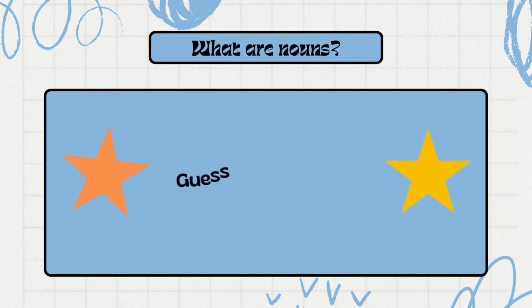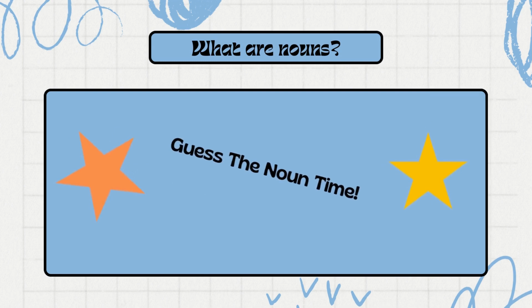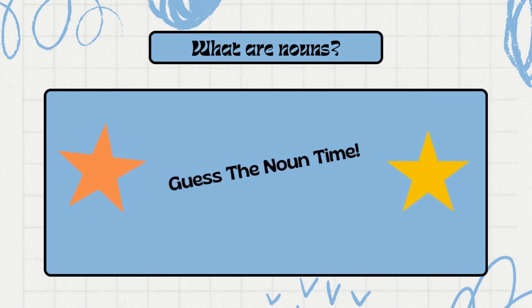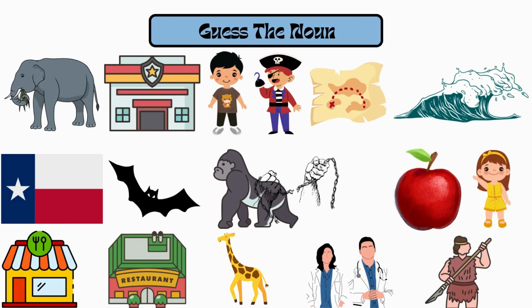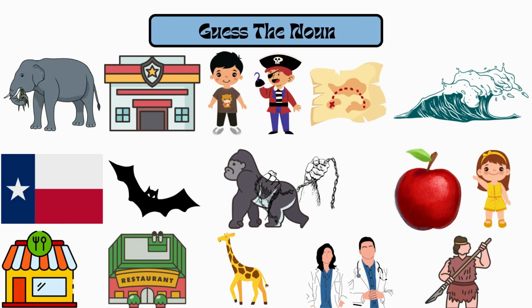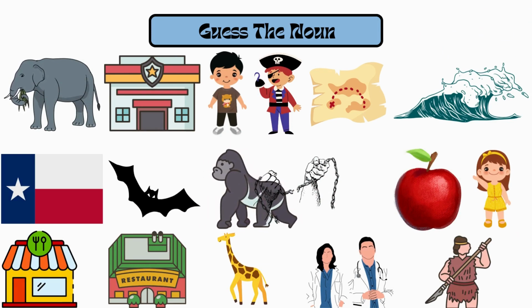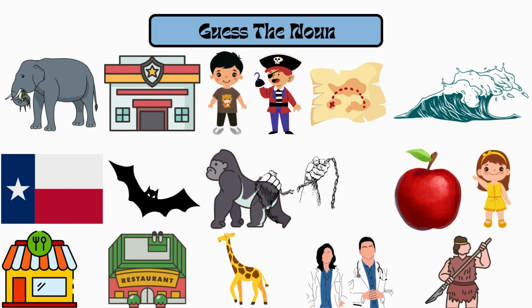So now we're going to play a little game. Or not, it's not like a game. We're just going to do guess the noun time. We're going to go over all of these images and we're going to do P for person, PL for place, thing, animal, and idea. You're just going to go over that.